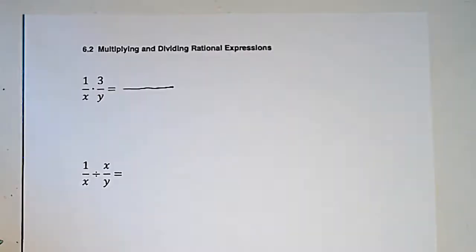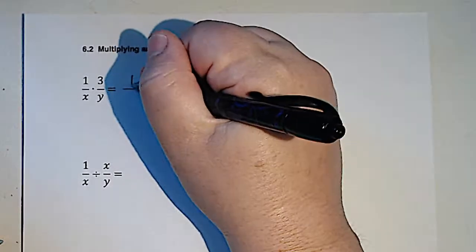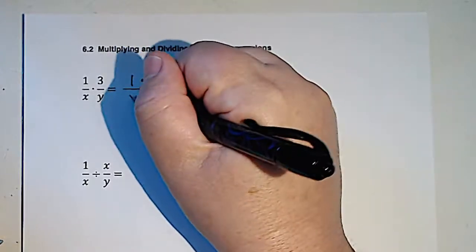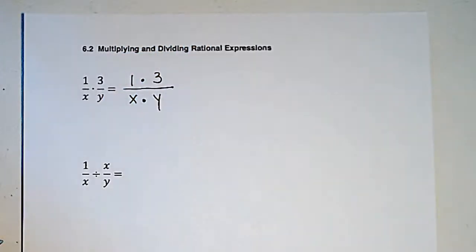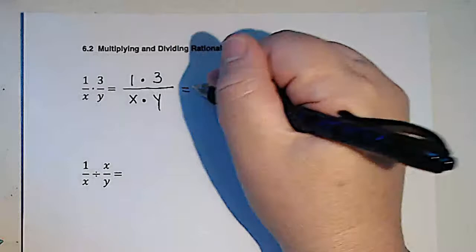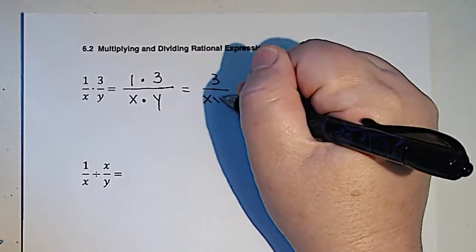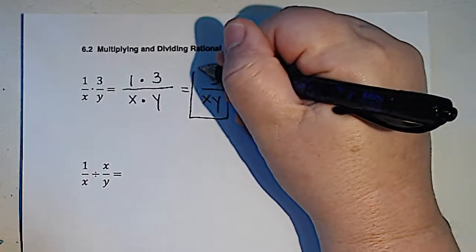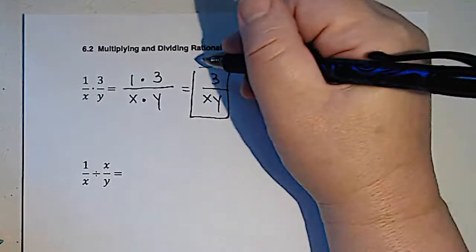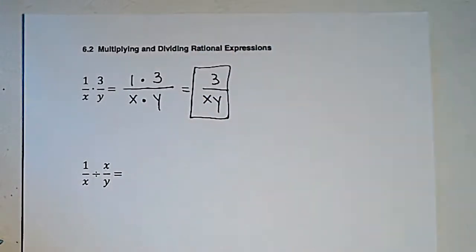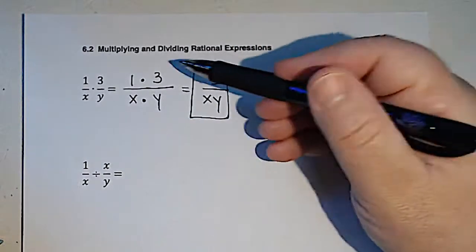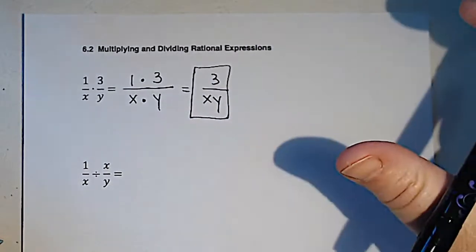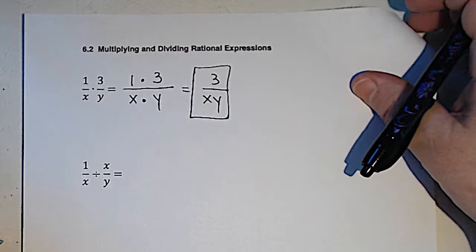Because in order to multiply two fractions or two rational expressions, we're going to multiply across the top and multiply across the bottom. It's that simple. So I get 3 over x times y. Bam, and it's done. And I can make it even more done. I put a little rectangle. It's important when you put a box around these, make sure there are no open spaces. They'll just scamper out when you're not looking.